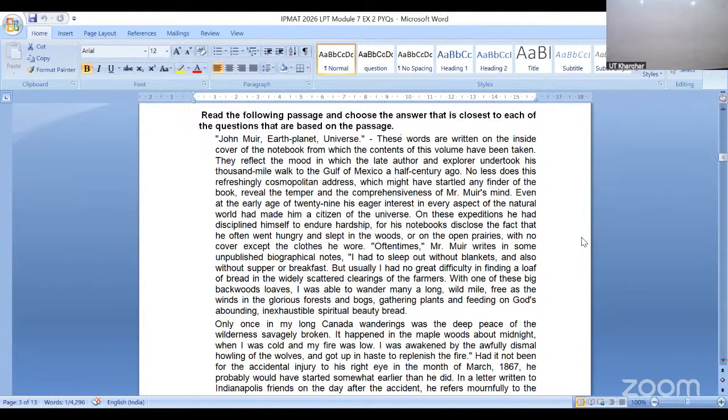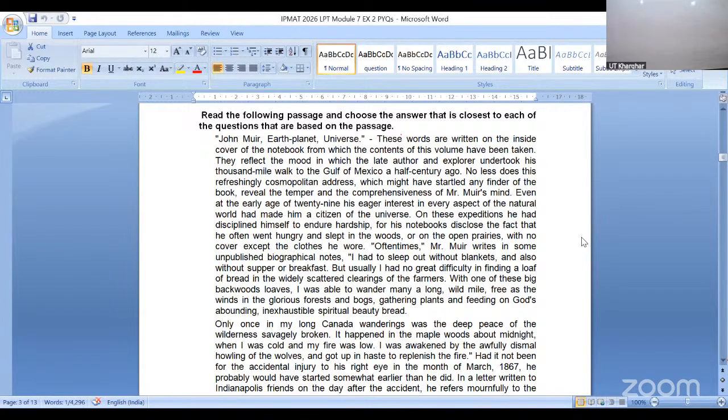Okay, Arav, you finished, so you just summarize the passage. What is the passage about? Ma'am, can I say it in one sentence? Yeah, in one sentence. Ma'am, this passage is about a person named John Murray. He goes on an expedition to the Gulf of Mexico. He walks thousands of miles in the Gulf of Mexico for half a century. So that's the main theme.